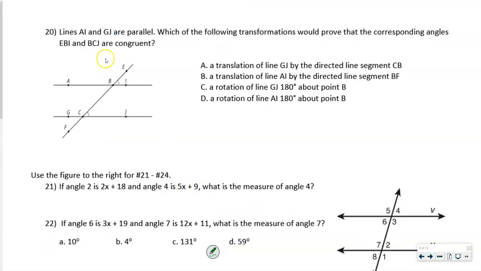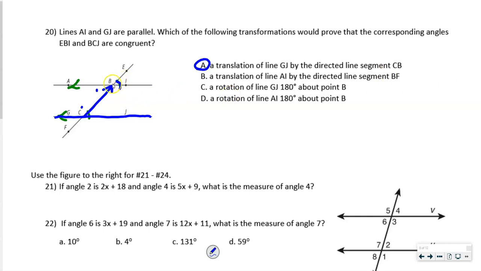All right, so number 20 says line AI and GJ, these lines are parallel. Which of the following transformations would prove the corresponding angles EBI, so we're talking about this angle, and BCJ, so we're talking about that angle. So it's asking us what of these statements could prove that? So a translation of line GJ by a directed line segment CB. So if we move this line up to there by that directed line segment CB, then yes, we would get that angle, wouldn't we? So that's our answer right there.